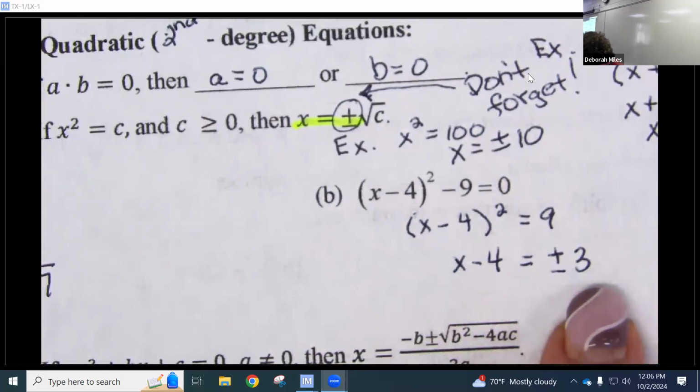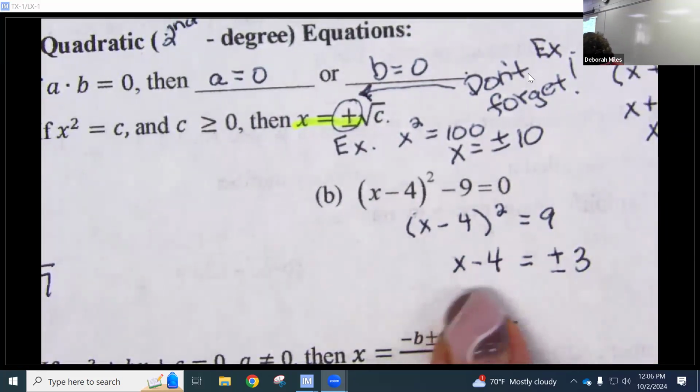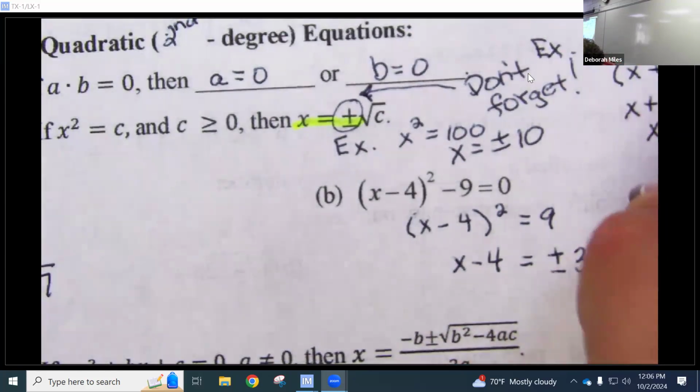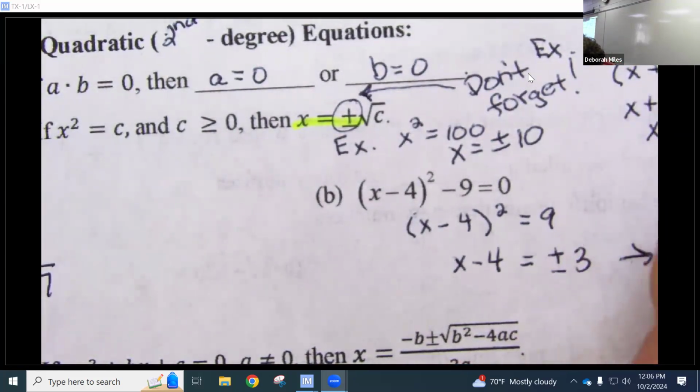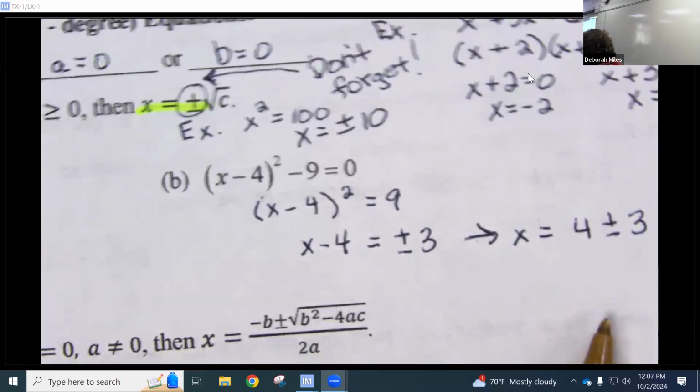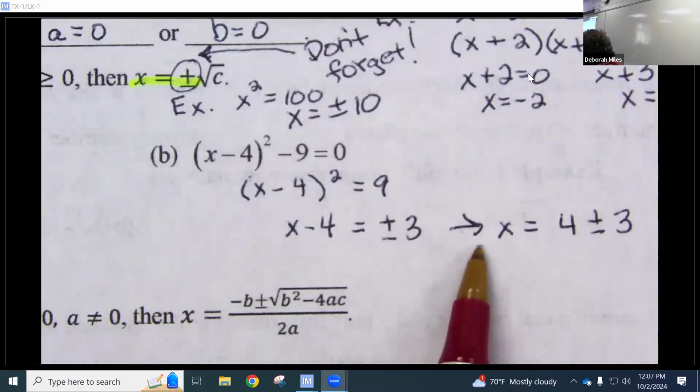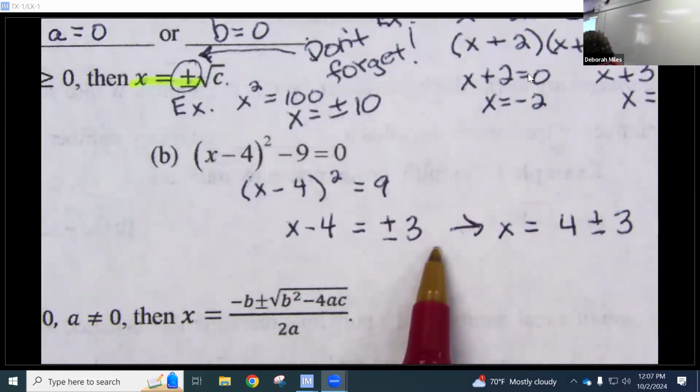And I'm not through solving that equation because I don't have the x by itself. But what's the only thing I'd have to do to get the x by itself? Add 4 to both sides. I'm going to write it x equals 4 plus or minus 3. You could write plus or minus 3 plus 4. That would be the same thing, but it would just look kind of odd.